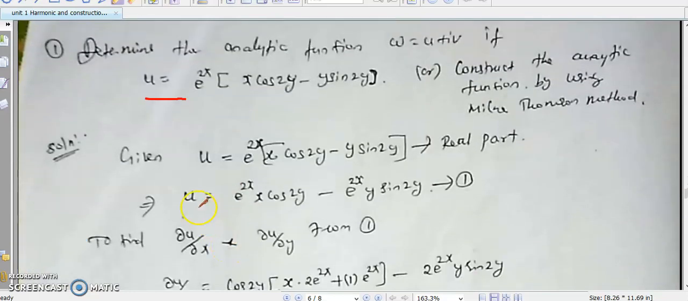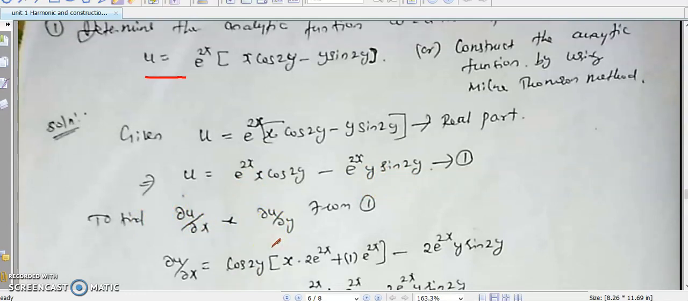So first we can write u equal to the given problem, that one is the real part. u equal to, next we can multiply e power 2x inside the bracket. So u equal to e power 2x into x cos 2y minus e power 2x into y sin 2y. Next, to find dou u by dou x and dou u by dou y from equation number 1.